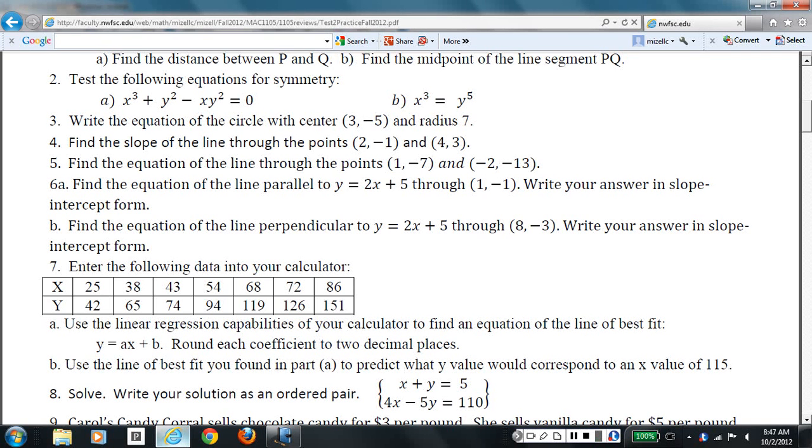Yes? Do we have to use point-slope form for the equation of the parallel line or the perpendicular one? It is not absolutely necessary. There are nicer ways actually of doing it. y equals mx plus b, and just find b.